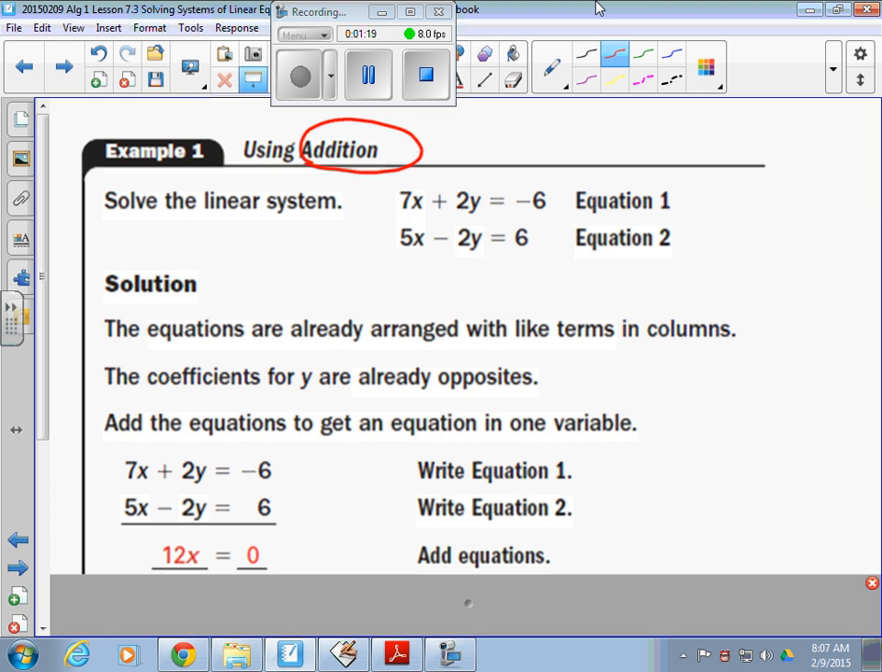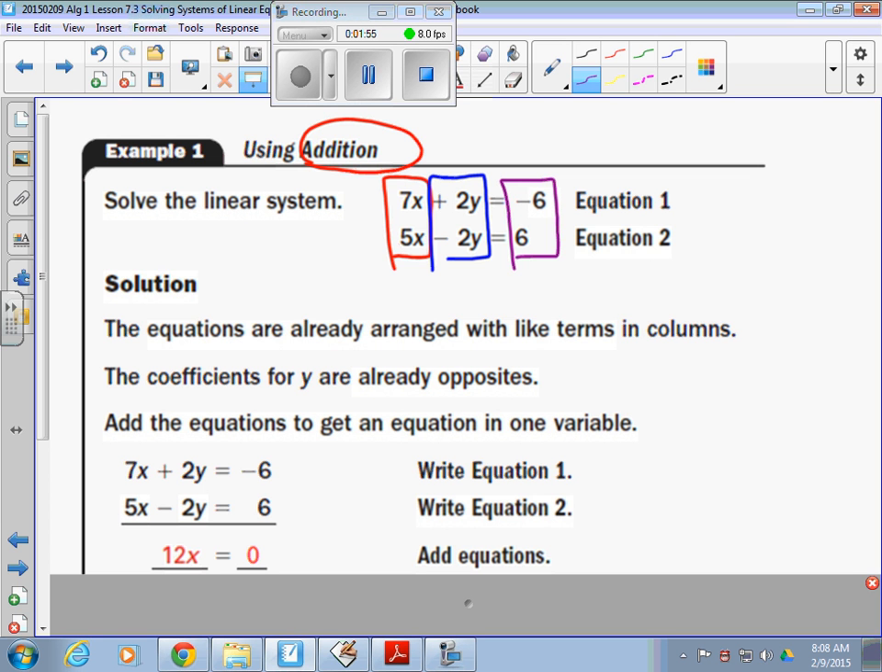It says the equations are already arranged with like terms in columns. The first thing you're going to look for with the combination method or the elimination method is that your x's are stacked on top of your x's, your y's are stacked on top of your y's, and your constants are stacked on top of your constants. If they're not, which example number 3 is not in a couple of minutes, you're going to move one of the equations or both of them to stack them nice and neat. We know how to move things over from one side of the equation to the other side. All you have to do is the inverse operation. But these are neatly stacked on top of each other.